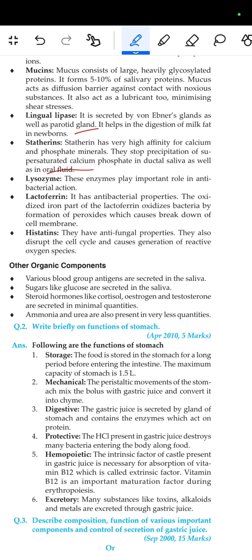Lysozyme: this enzyme plays an important role in the antibacterial action. Lactoferrin has an antibacterial property. The oxidized iron part of the lactoferrin kills bacteria by the formation of peroxides which cause the breakdown of the cell membrane. Histatins have the antifungal property. They also disrupt the cell cycle and cause the generation of reactive oxygen species.